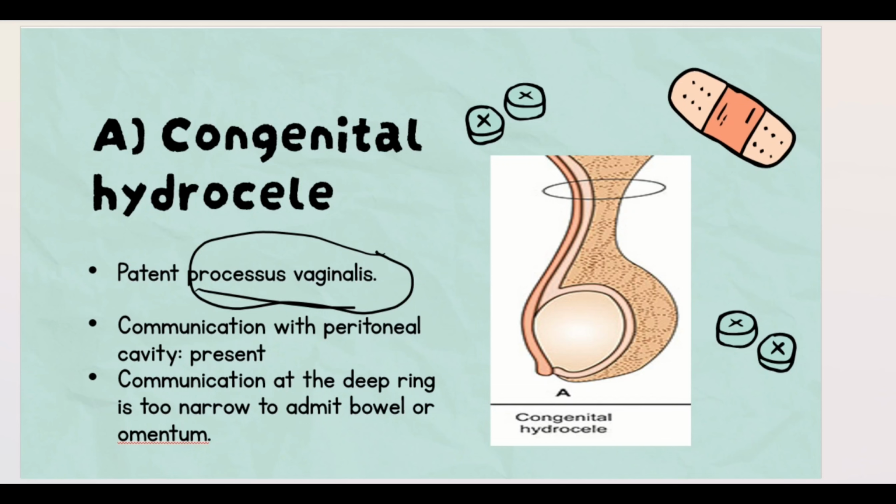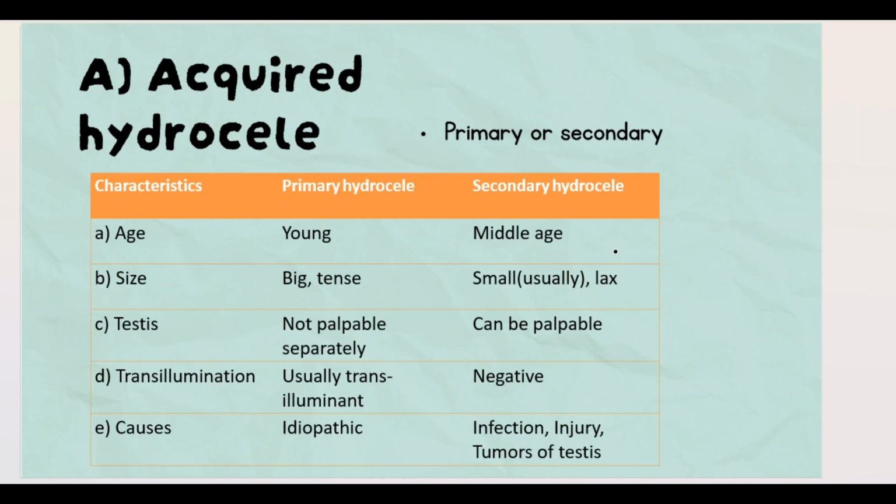There is communication with the peritoneal cavity. As you can see from this diagram, this is the testis, and this is the deep inguinal ring. So you can see there is a communication with the peritoneal cavity, but the communication at the deep ring is too narrow to admit bowel or omentum. So there is no hernia.